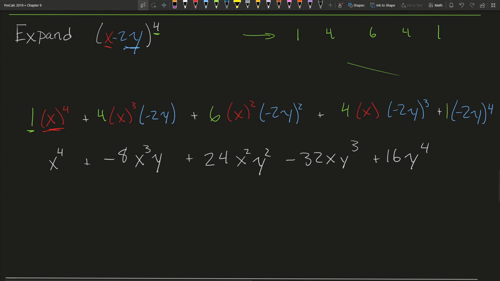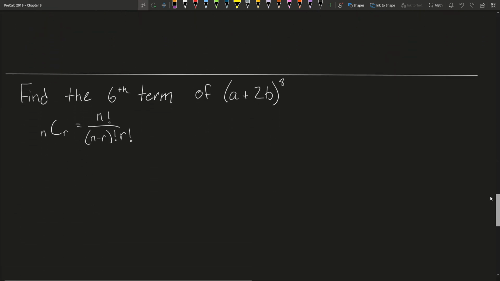So we end up getting, if you just simplify that, x to the fourth minus 8x cubed y plus 24x squared y squared minus 32x y cubed plus 16y to the fourth. That last bit shouldn't be very difficult. Again, that's just simplifying some math terms. All right. And then we start to get to harder stuff.